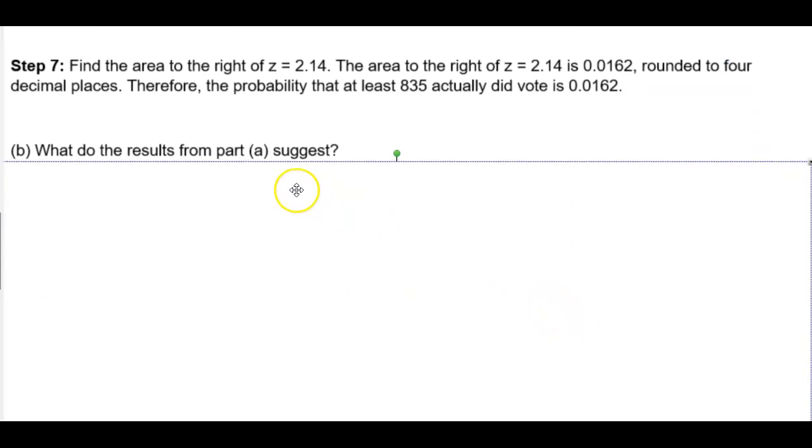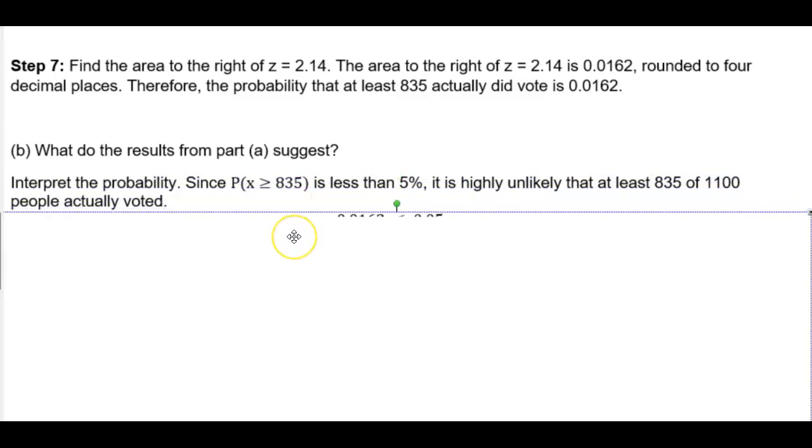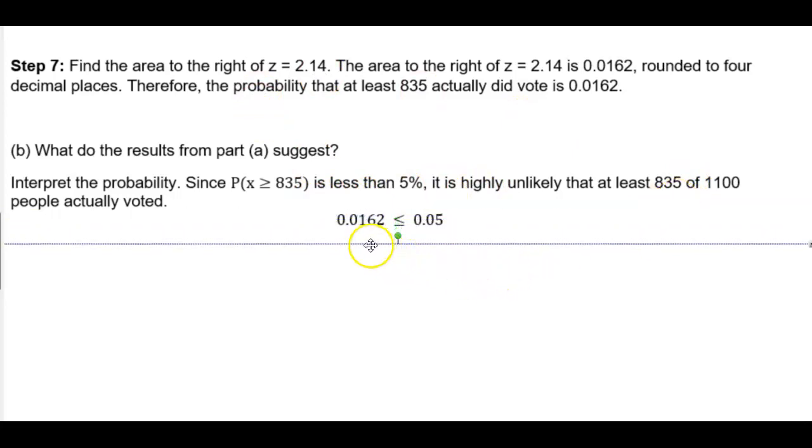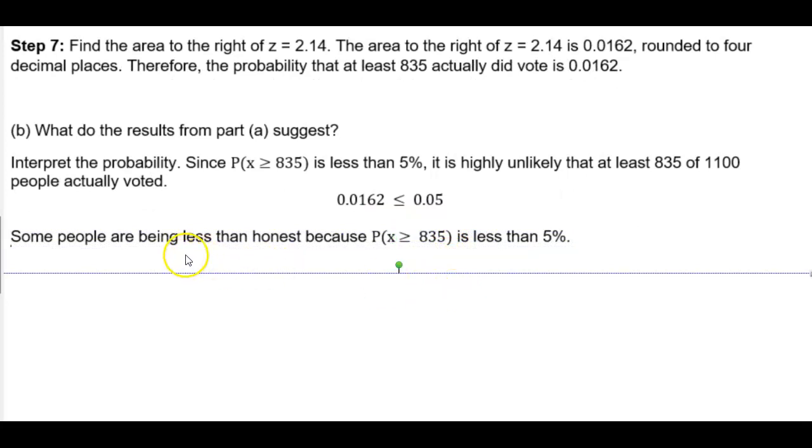Now in Part B it says, what do the results from Part A suggest? We want to interpret the probability. Since the probability of x being greater than or equal to 835 is less than 5%, it is highly unlikely that at least 835 of 1,100 people actually voted. The probability 0.0162 is less than 0.05. So you would say that some people are being less than honest, because the probability of x being greater than or equal to 835 is less than 5%.